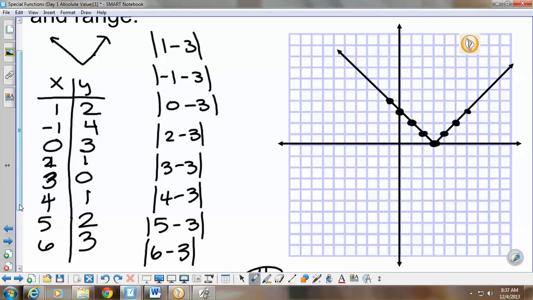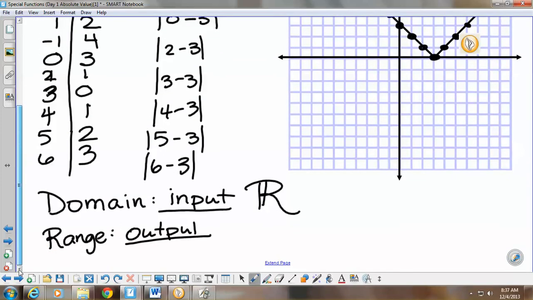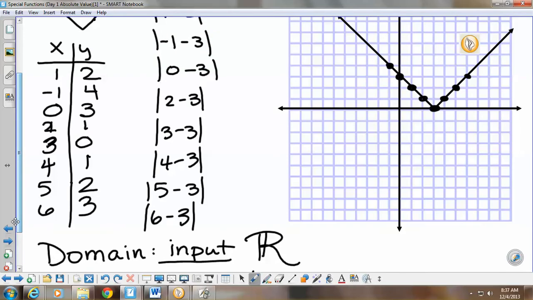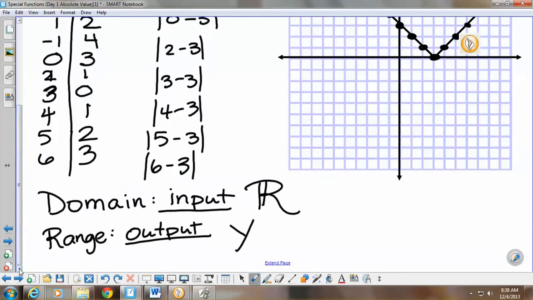I'll give you a hint. We're going to use an inequality symbol. Our range values are our output numbers. Y in our XY chart is our output number, correct? Okay, so that's why I'm using y. I'm going to say that my output numbers are greater than or equal to what number? 0. Our output numbers are greater than or equal to 0.